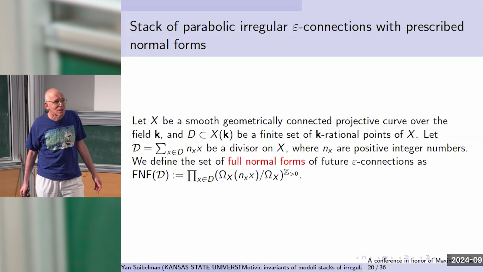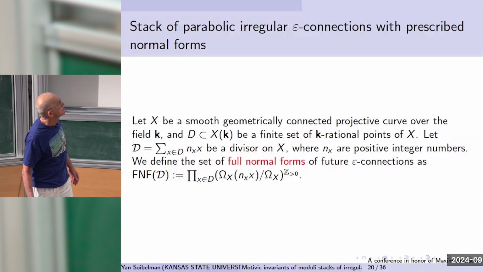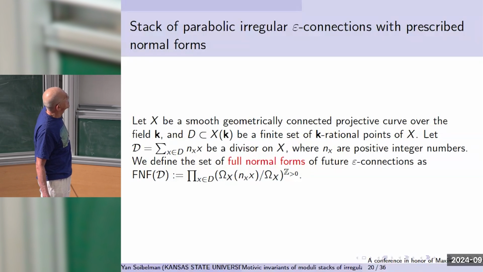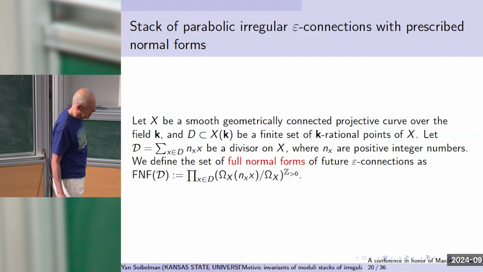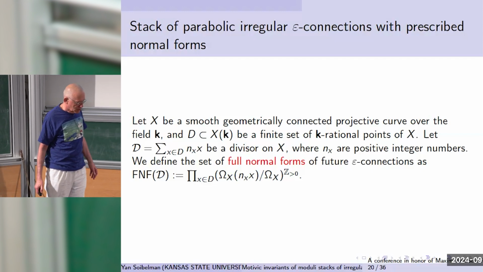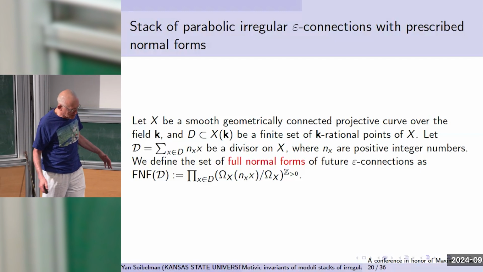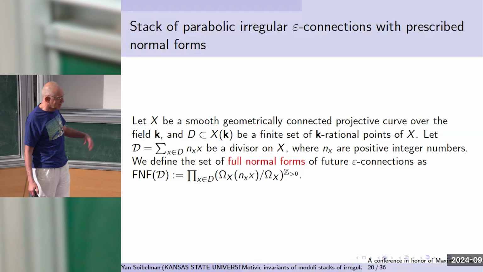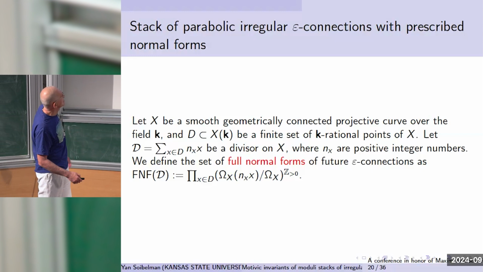And now start the technical part. So we will work with epsilon connections, as I said, which means that we will combine Higgs bundles and bundles with connections and parabolic structures. It will be for epsilon connections.